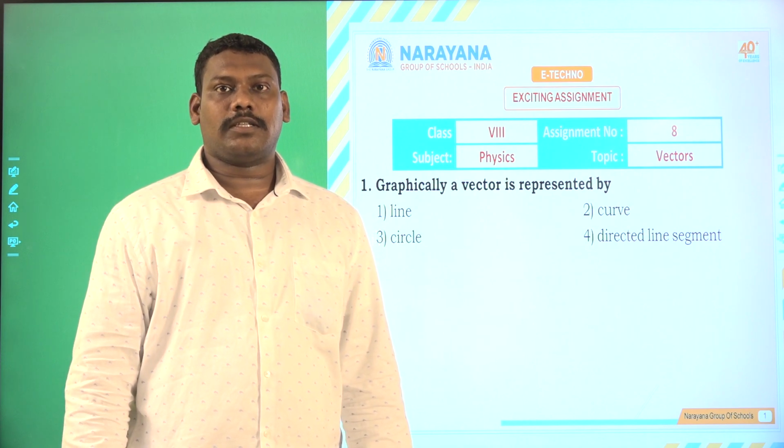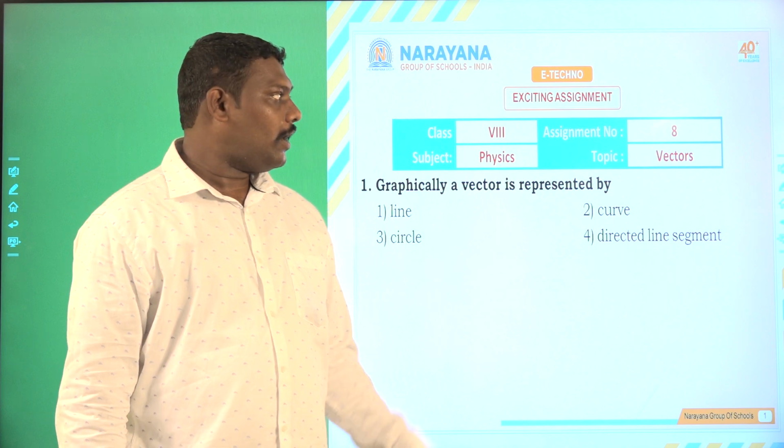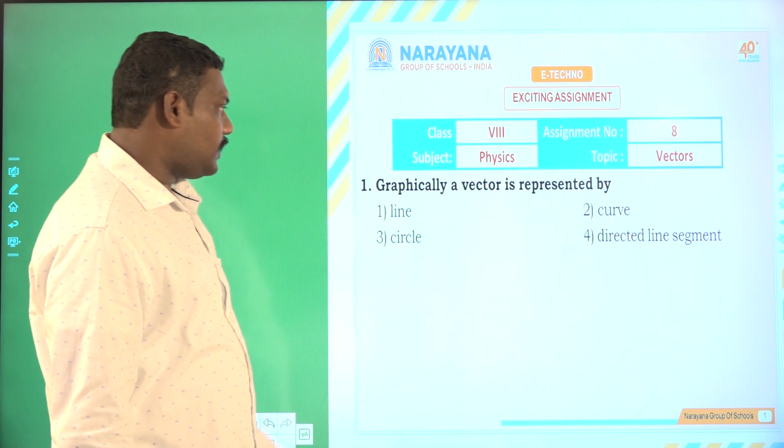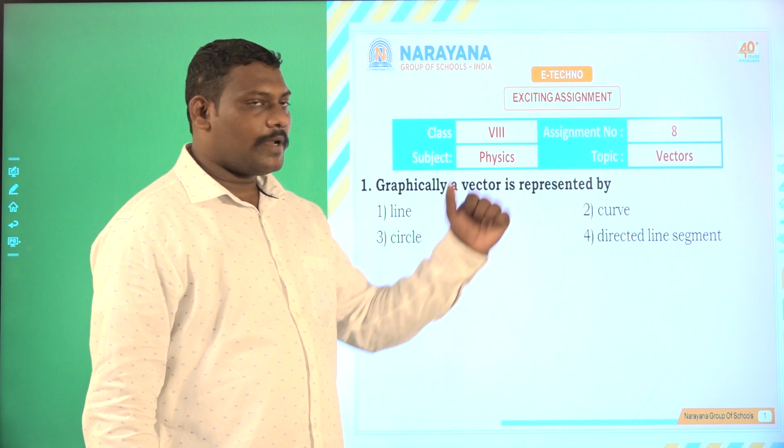Today we are going to discuss the assignment of 8th class under the topic vectors. Okay. In that, let us see the first question. The first question is graphically a vector is represented by.